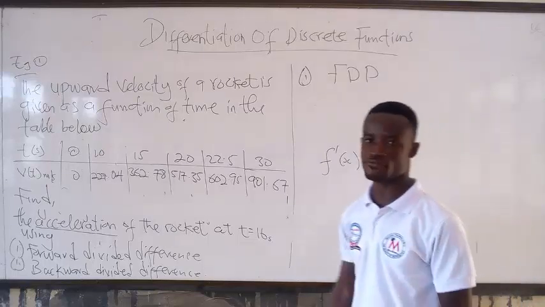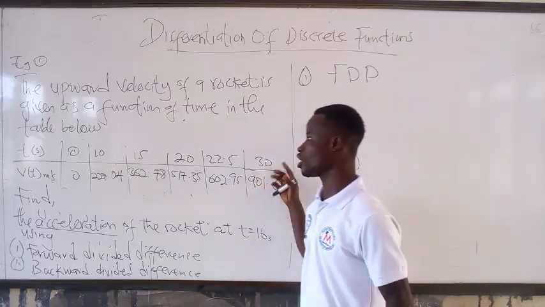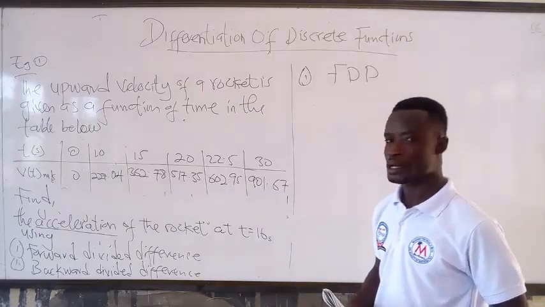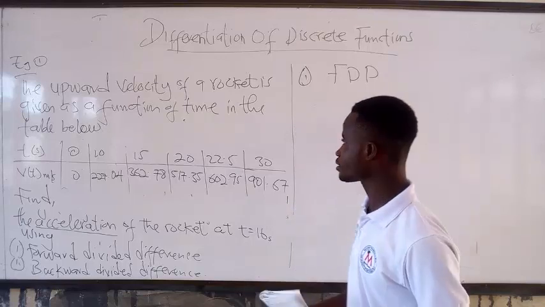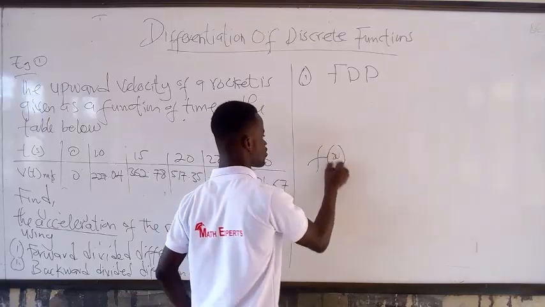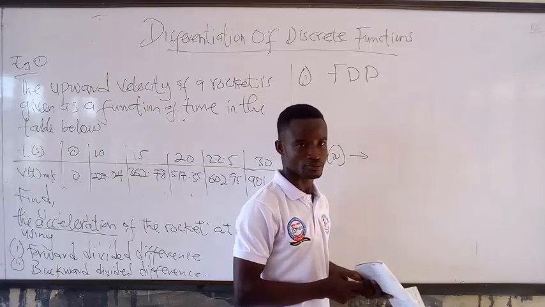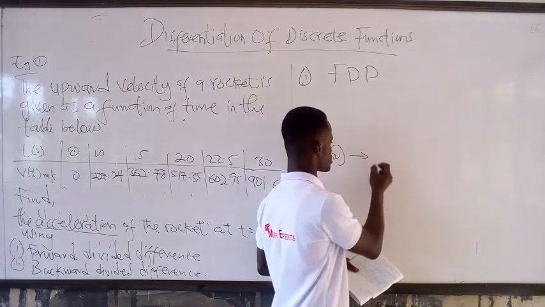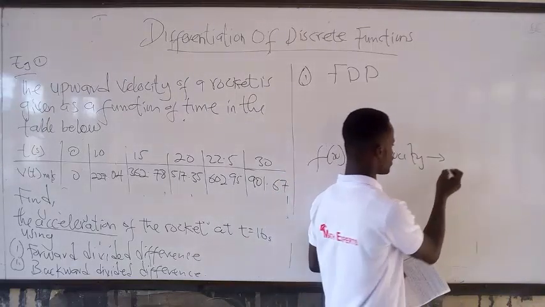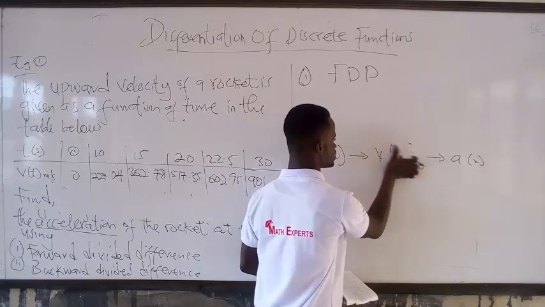Differentiation of discrete functions. A discrete function is when the function is given to you in table form. But remember this: the first derivative of a function, let's say f of x, is the same as the velocity. And the second derivative is the acceleration. So the velocity can be in terms of x.